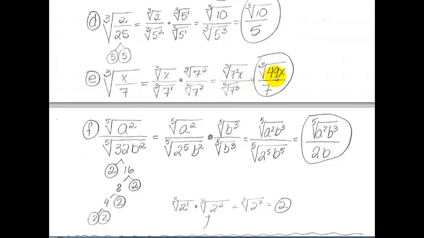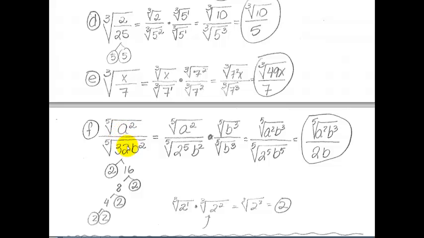which is 49x. Remember, our goal in rationalizing is to get the denominator without a radical. Sorry, I misspoke there. So the whole idea about rationalizing is trying to get the denominator without a radical. Okay, so let's go on to the next one.